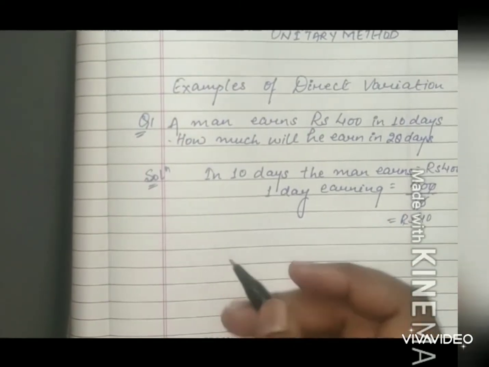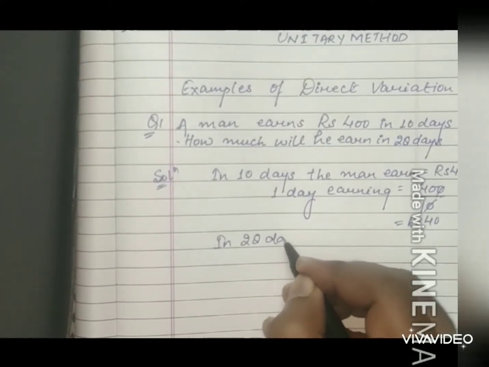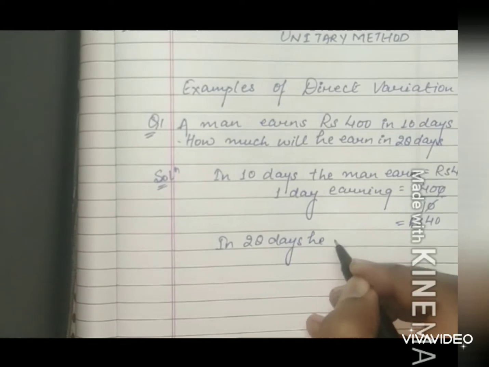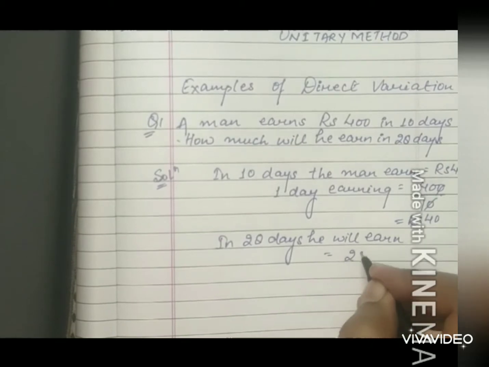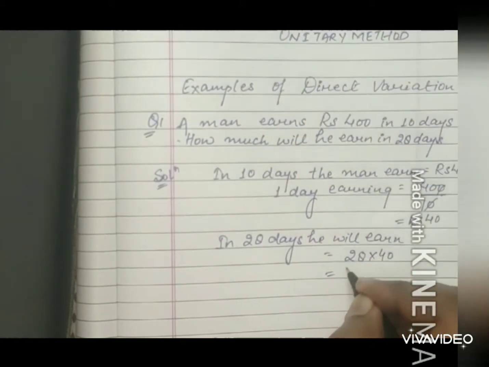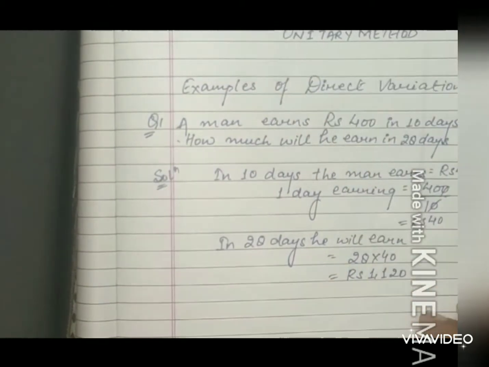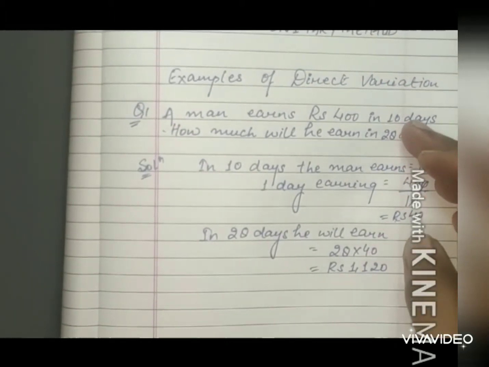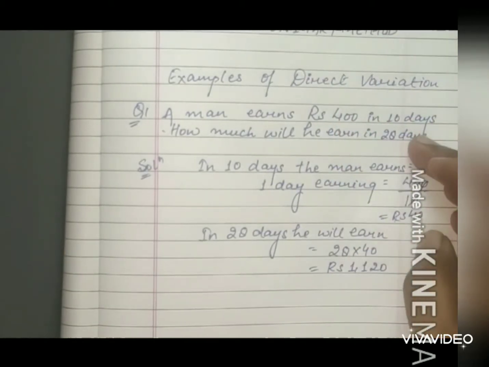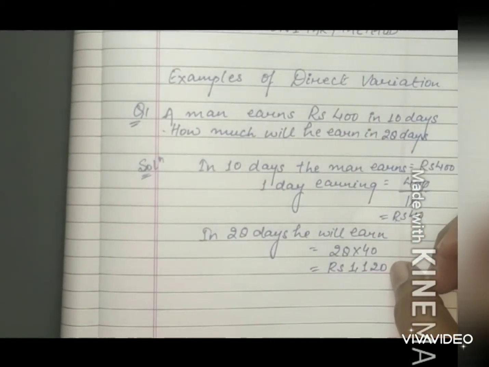Okay, so in 28 days he will earn 28 multiplied by 40. So your answer is 1120 rupees. See, over here you can see that in 10 days 400 rupees. Again the days are increasing, so according to the direct variation the rupees will also be increased. I think it is simple and clear to you.